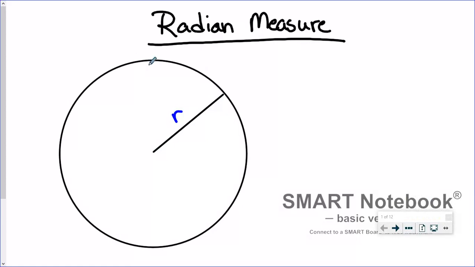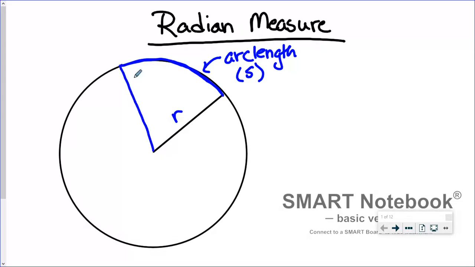Does anybody remember what we call this blue piece here? Arc? Yes, arc length. So this is what we call arc length, and for some odd reason, that's called S. Arc length S. Now, this is the Greek letter theta.